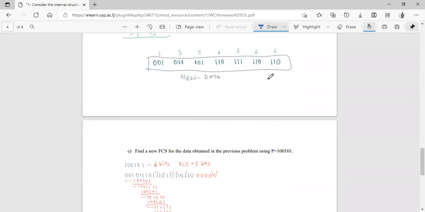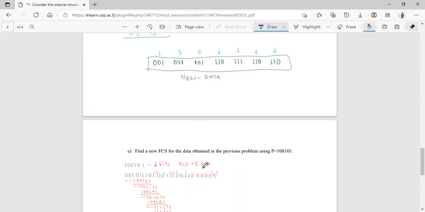As per the rule, remember what I said is the FCS will be 1 bit less than the polynomial itself, that will be used to transform the data. So our polynomial is of how many bits long? 1, 2, 3, 4, 5, 6. If our polynomial is 6 bits long, our FCS will be 5 bits long, isn't it? So that is what is written over here. Once we find how many bits the FCS will be, let's say in our case, it is 5 bits long.